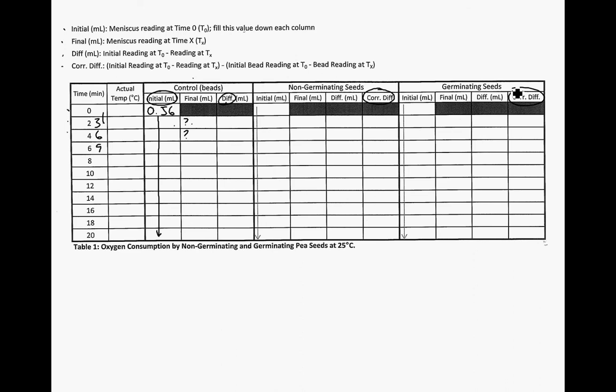So this lab setup lets us talk about having a control group as well. So you're going to need to, in the lab, get all these initials and all these finals. Then at home, you can do the difference calculations, and then you can do the corrected difference calculations. And again, here is what the corrected difference is. Okay?